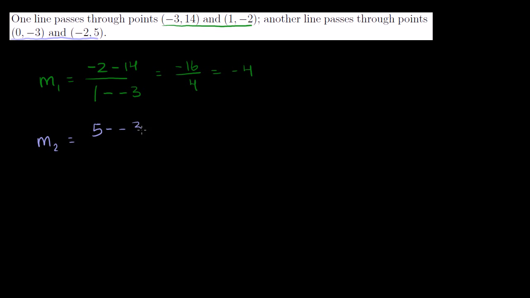5 minus negative 3, that's our change in y, over negative 2 minus 0. So this is equal to 5 minus negative 3, that's the same thing as 5 plus 3. That's 8. And then negative 2 minus 0 is negative 2. So this is also equal to negative 4.